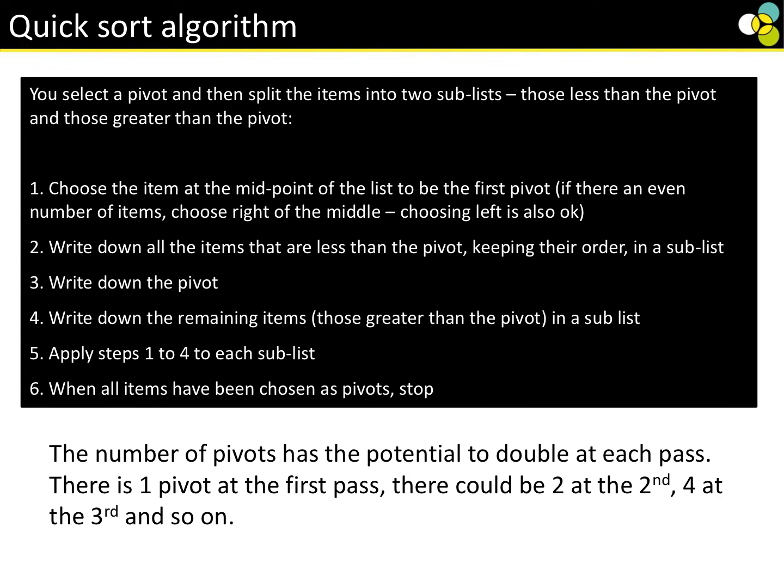So, quick sort, here are the rules for it. You select a pivot and then split the items into 2 sub-lists: those less than the pivot and those greater than the pivot. So choose the item at the midpoint, write down all the items less than the pivot, write down the pivot, write down the remaining items, apply steps 1 to 4 to each sublist. When all items have been chosen as pivots, stop. I just read through those instructions briefly because I'm going to show you what to do, okay? So here we go.